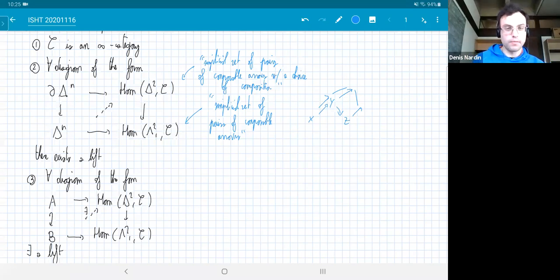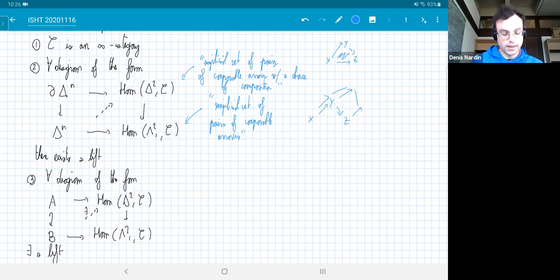So this map, essentially, you have a pair of composable arrows with a choice of composition, so here X, Y, Z, and you forget the composition. And this is telling you essentially that the space of such compositions is contractible, which you can actually think of as two statements. First, it's not empty. So you can actually find such a composition. That's the n equals zero case here. For any pair of composable arrows downstairs, you can find one upstairs.